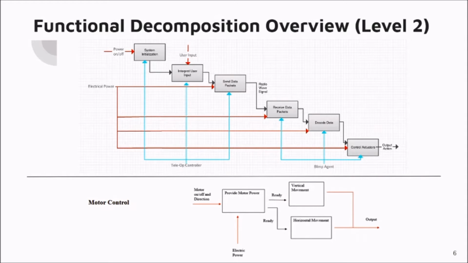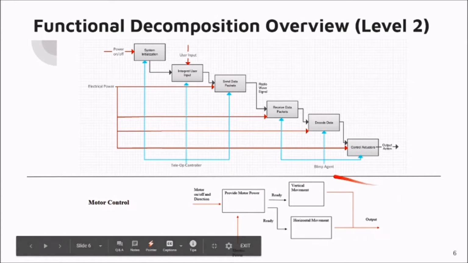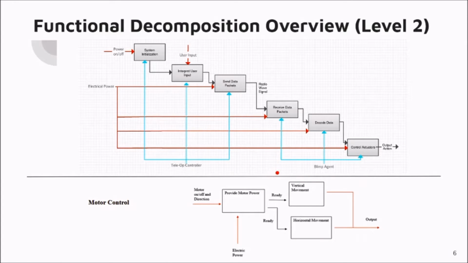In the functional decomposition overview, we see that data is decoded to actuate the motors and servos to provide the desired movement. In our blimps, we have a motor and propeller in the back for forward and backward thrust, and a motor in the bottom center of the blimp to provide lift or descent. Servos direct the back motor for turning.